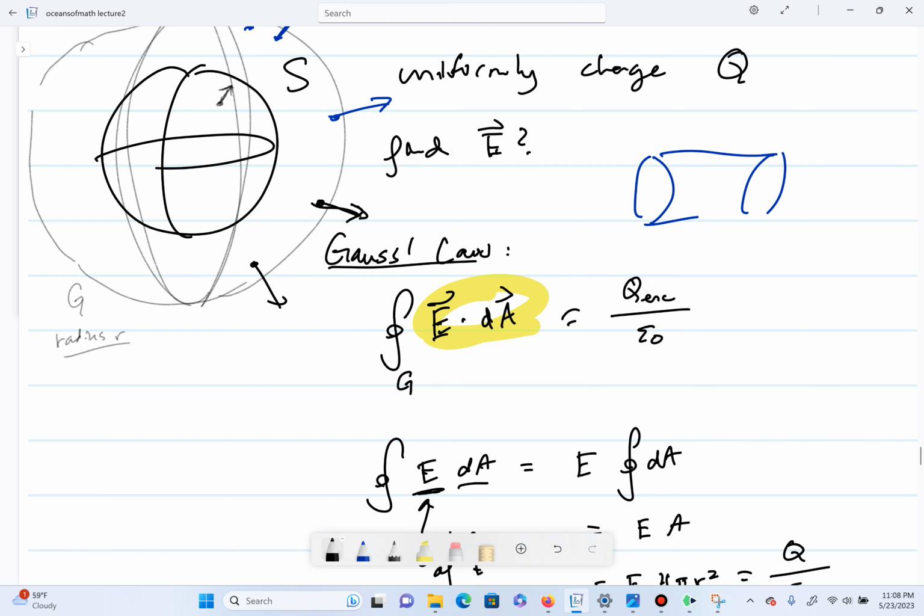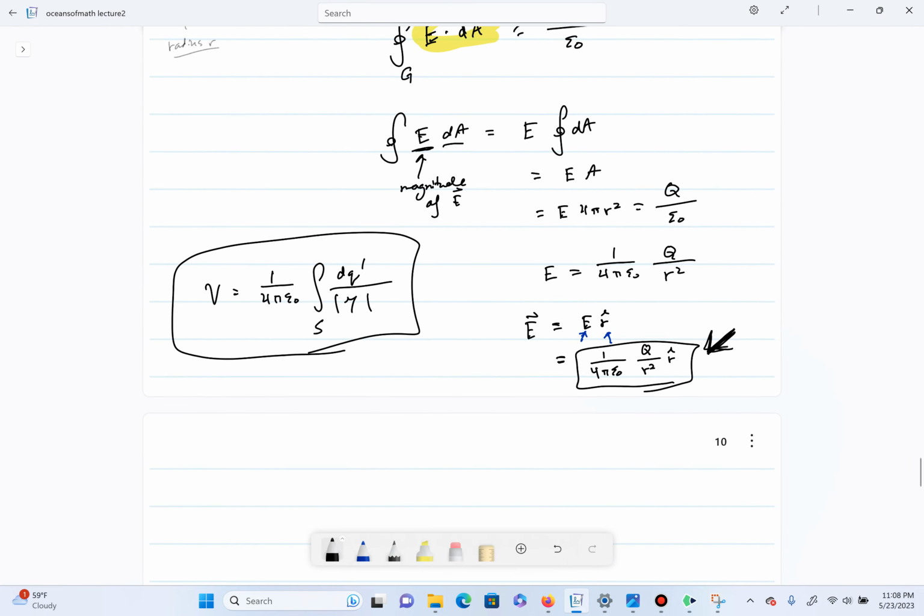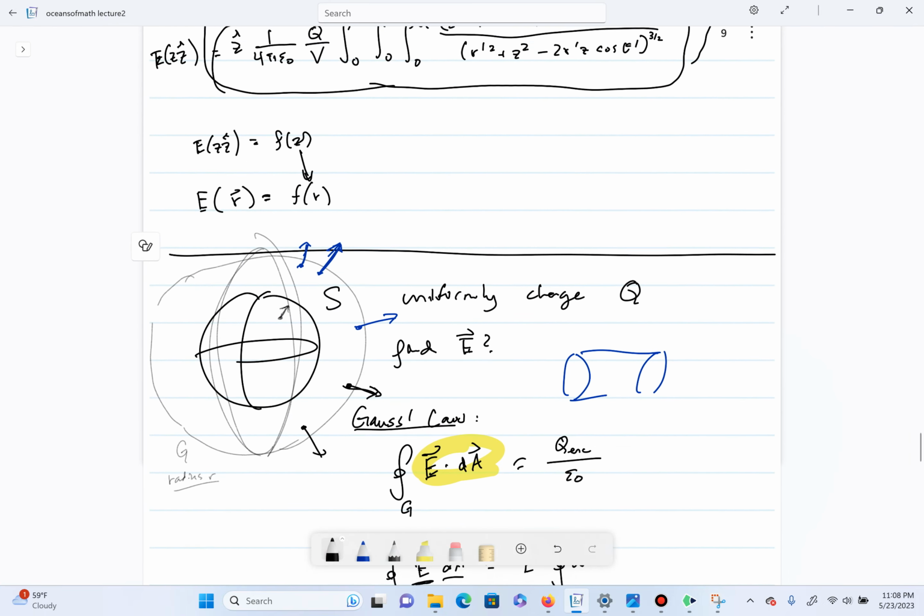And the way you do that is by exploiting symmetry and things that you know are the case about the electric field.